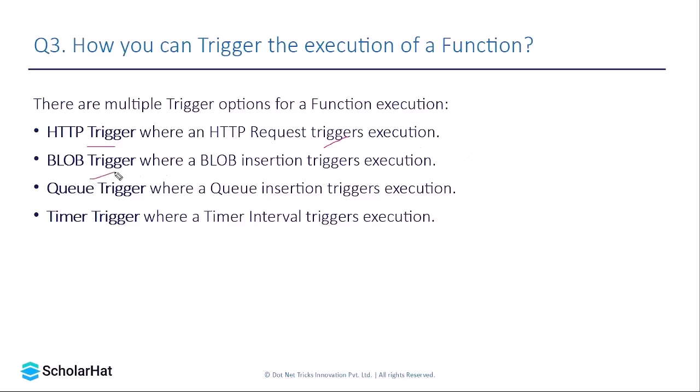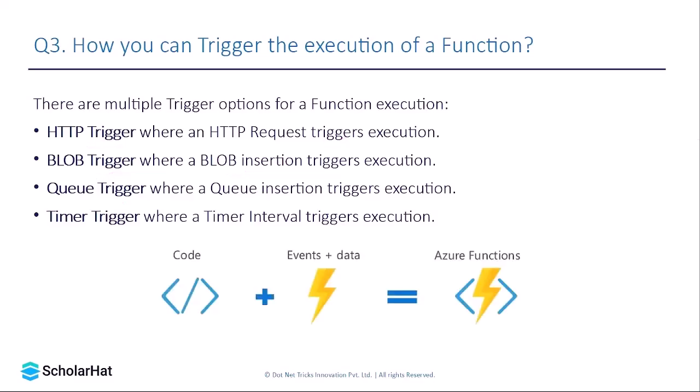In the case of a blob trigger, it will run an Azure function whenever data is inserted into a blob storage. Similarly, with a queue trigger, the Azure function will trigger automatically as soon as something is inserted into a service bus queue, and the timer trigger can be used to create a scheduled cron job. So in simple terms, when you combine code plus some kind of events and data, it contributes to the creation of an Azure function. So this is all about an Azure function.